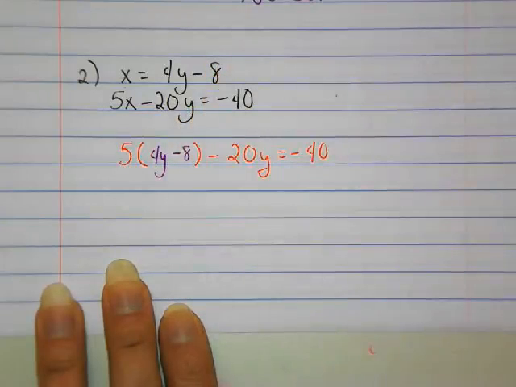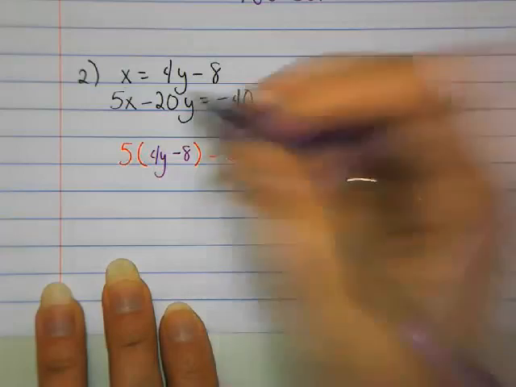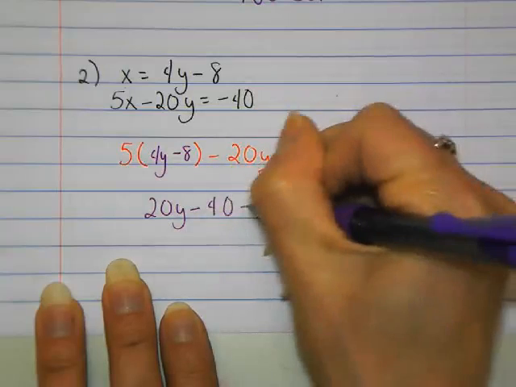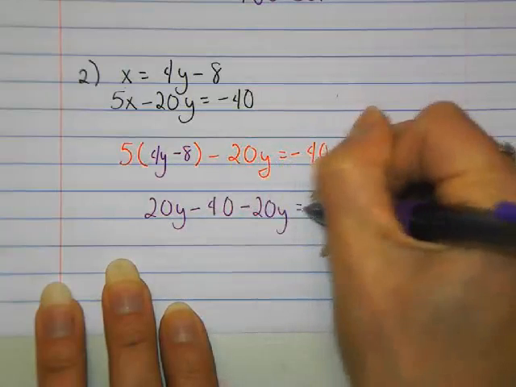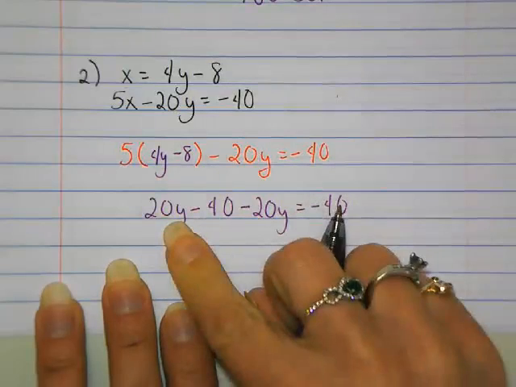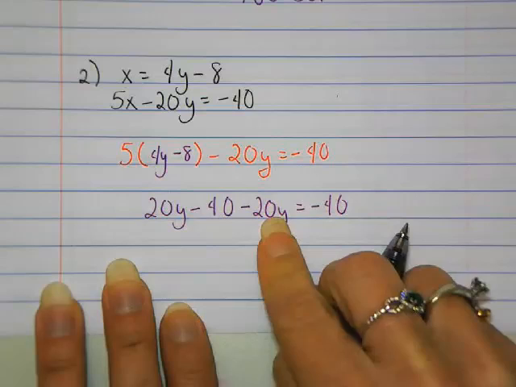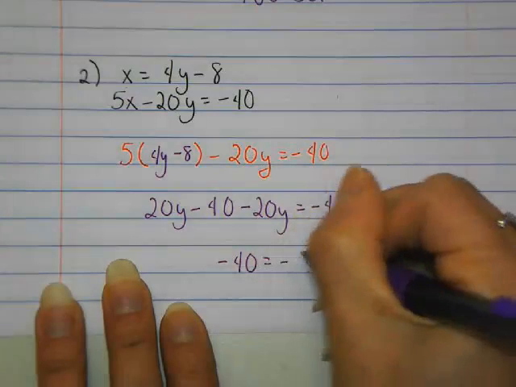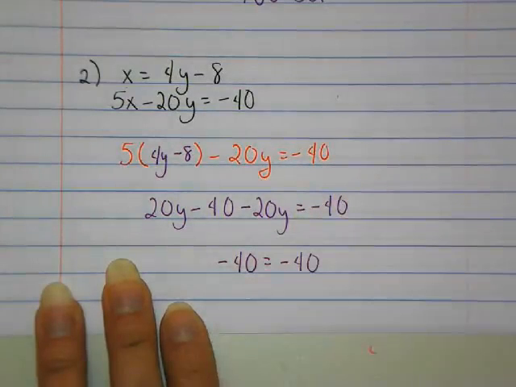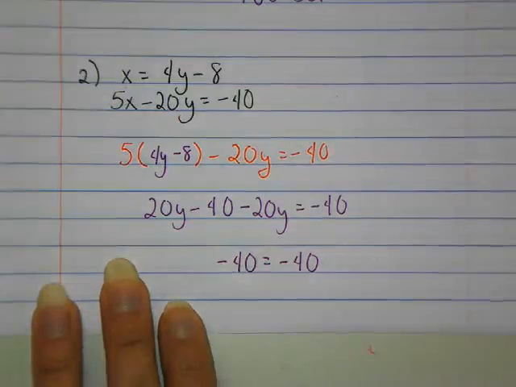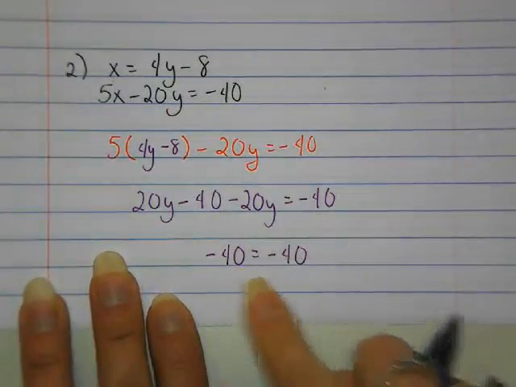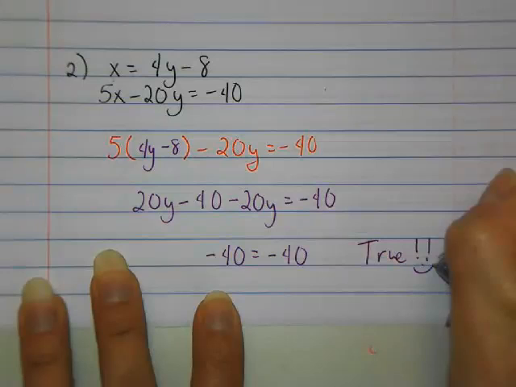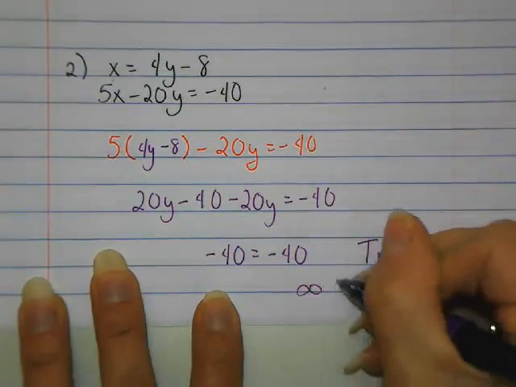And now I'm going to solve this equation. So 20y minus 40 minus 20y equals a negative 40. Oh, look what happens. 20y minus 20y, my y's disappear, so now I have no variable, which means I've either got no solution or an infinite number. When I look at this one, I'm like, hey, this is true. Therefore, I have an infinite number of solutions.